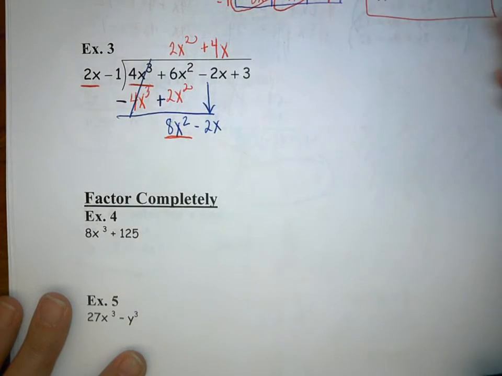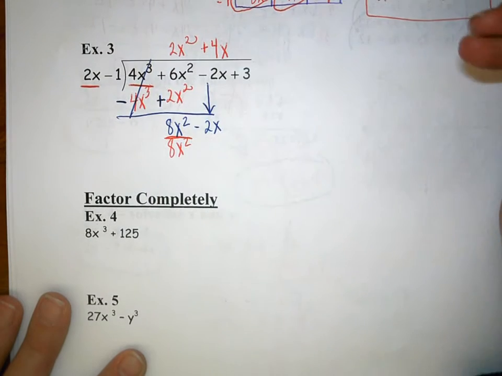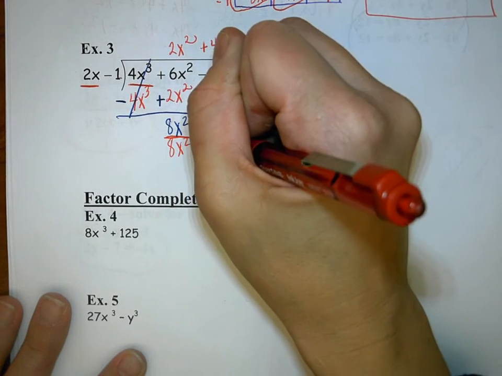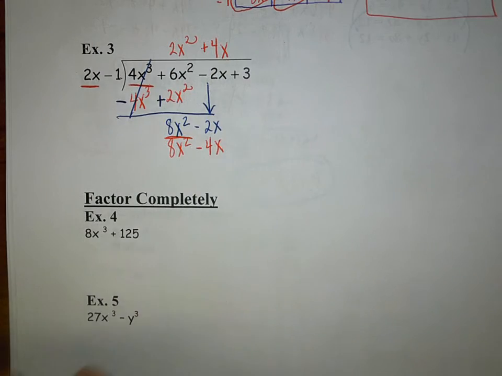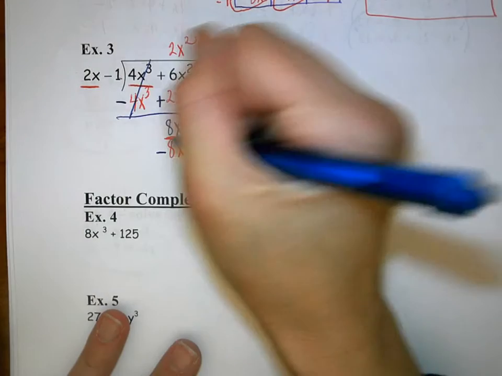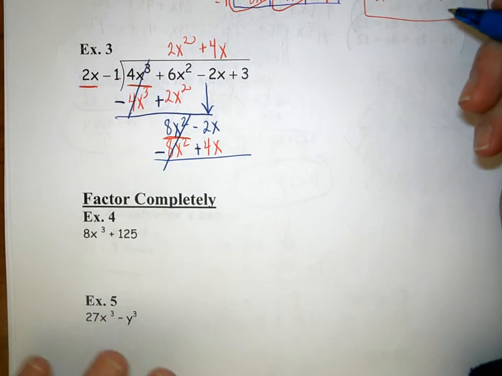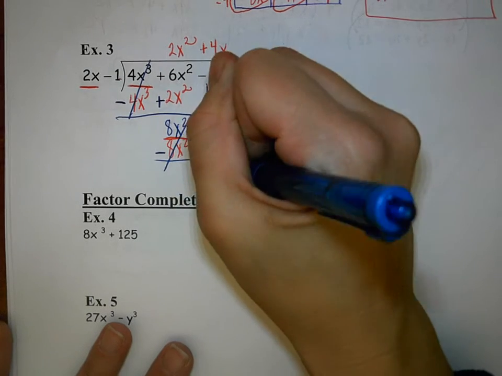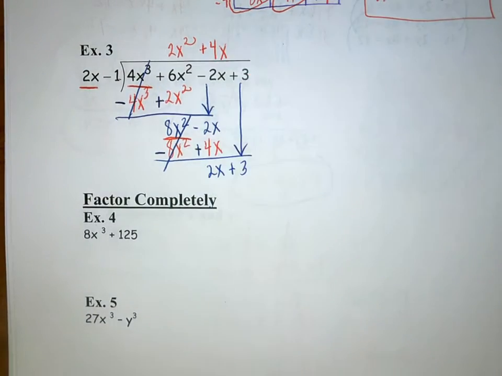4x times 2x is 8x squared. 4x times -1 is negative 4x. But then I need to what? Change my signs because I'm subtracting. So that's a minus and a plus. These cancel out, and negative 2x and positive 4x makes 2x. And we bring down our next term, which is a positive 3.